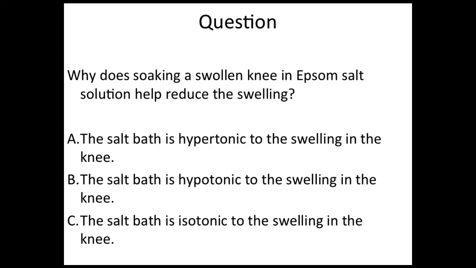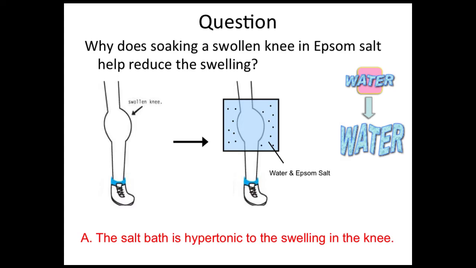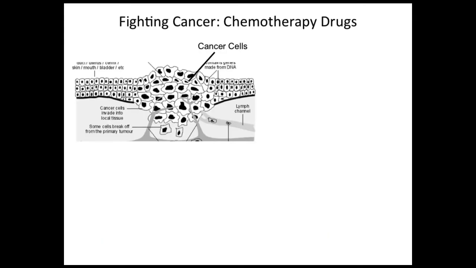Why does soaking it in Epsom salt reduce the swelling? Is it because the salt bath is hypertonic to the swelling in the knee? The salt bath is hypotonic to the swelling in the knee? Or the salt bath is isotonic to the swelling in the knee? So pause the lecture if you don't want to see the answer. And the answer is the salt bath is hypertonic to the swelling in the knee. Therefore, water is going to move out of the cell and into that hypertonic environment around the cell.